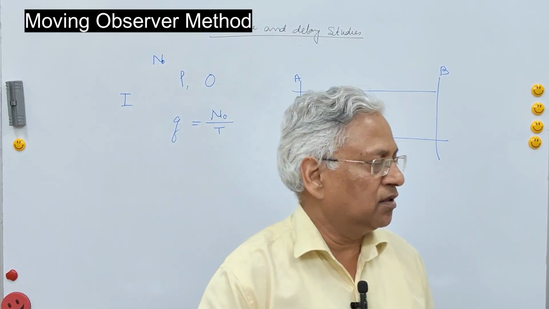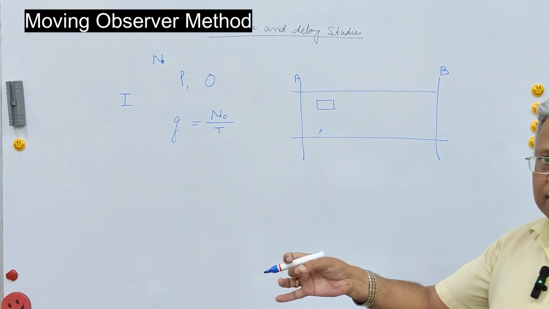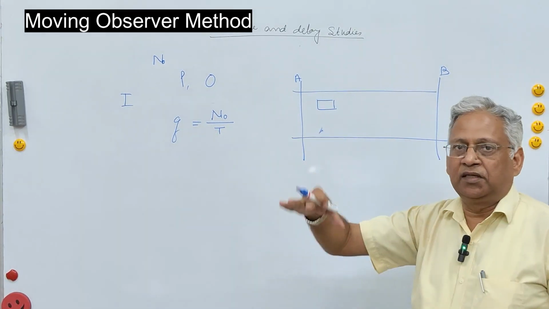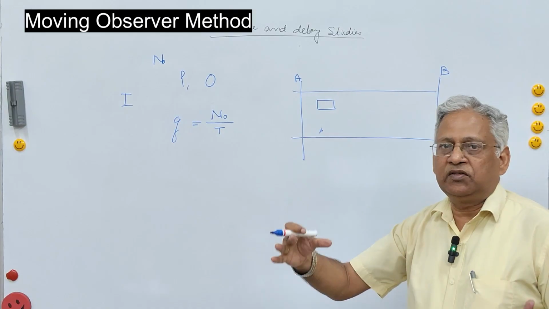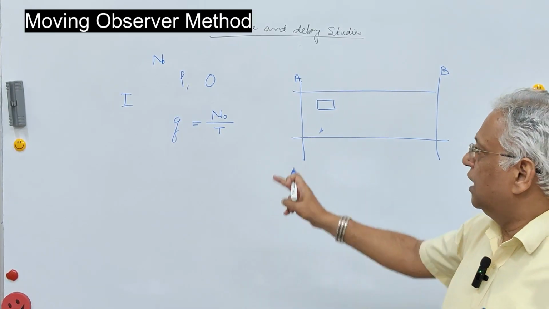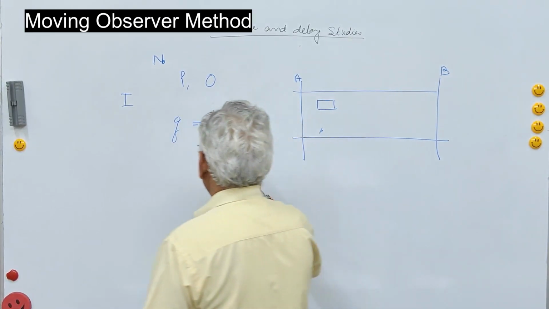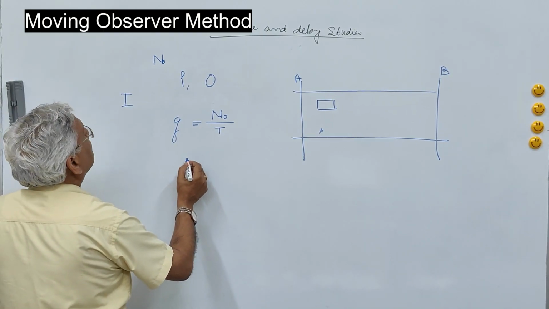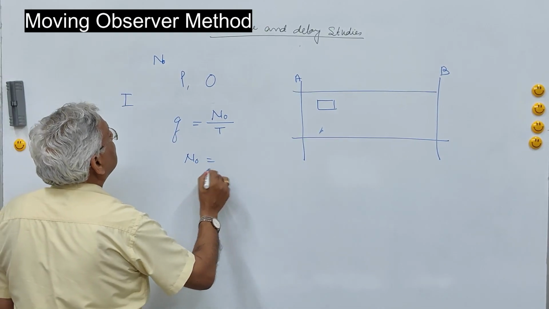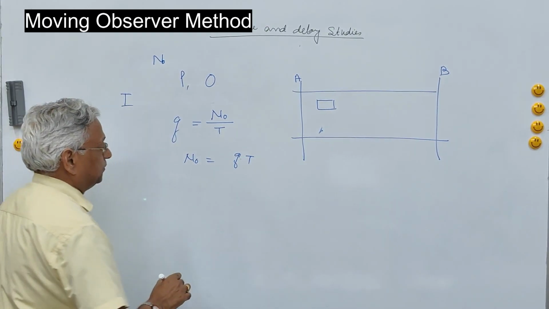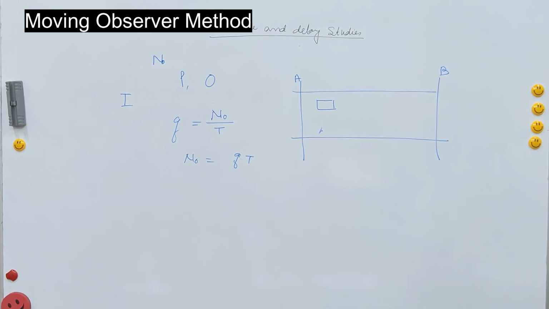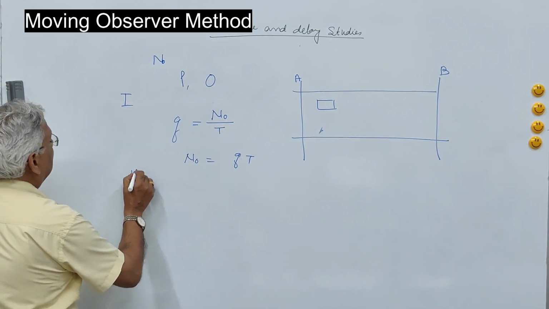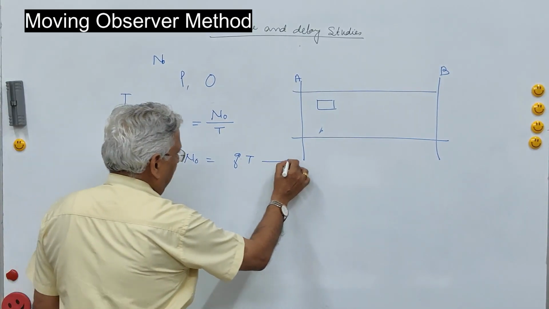You stand on a highway section, count the number of vehicles in time t. So rather than standing on the road, you are sitting in the car now. Car is stationary. You are just counting all vehicles which overtake this car. So that is Q is equal to N0 upon T, or N0 is equal to Q into T. Let me put equation 1 here.